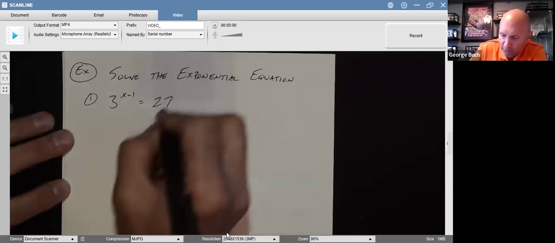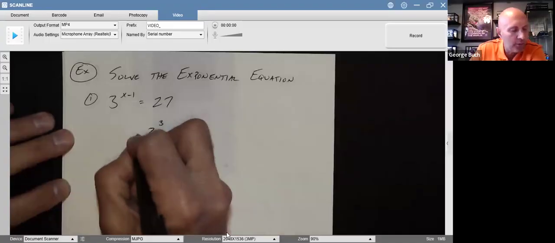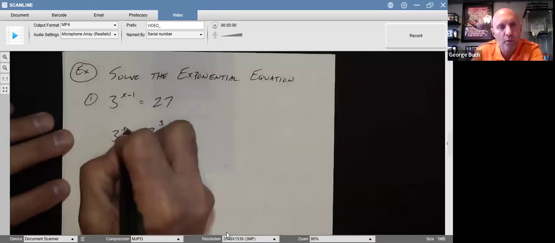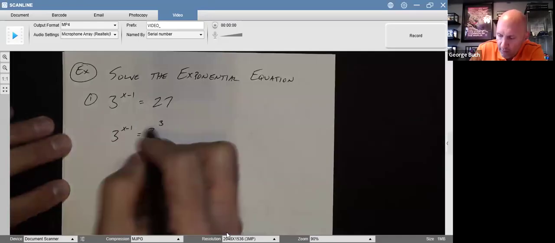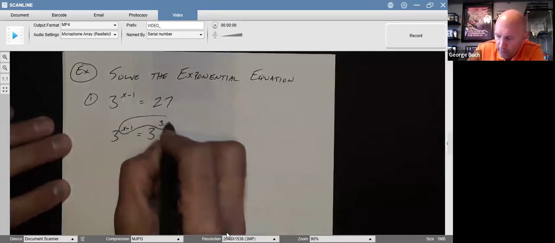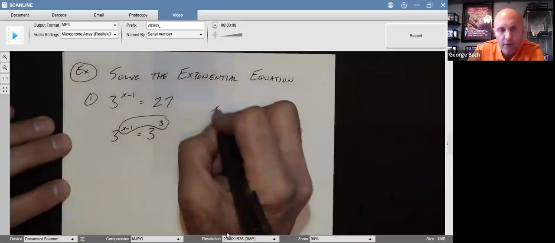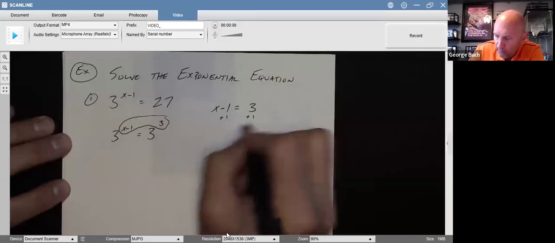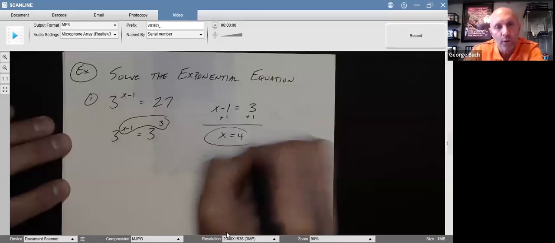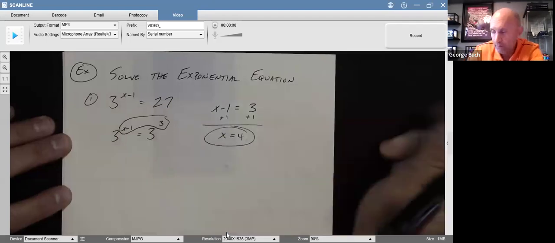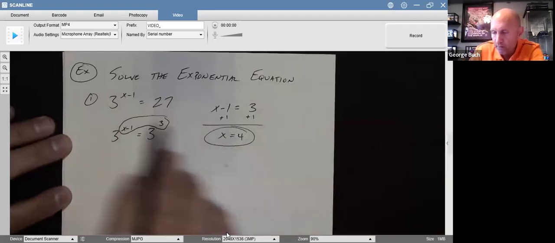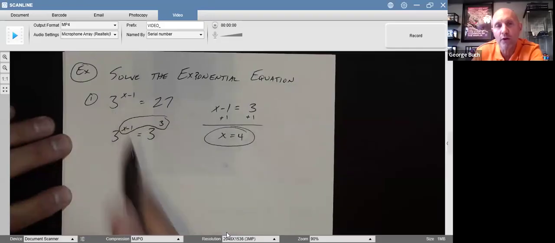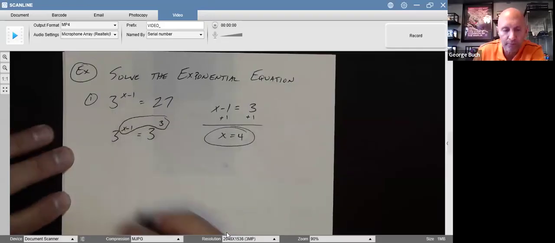Well, 27 is really what? It's 3 to the third power. And on the left side, I have 3 to the x minus 1 power. So the only way these can be equal is if x minus 1 is equal to 3. Therefore, if I add 1 to both sides, I get x equals 4. Do I know if this is right or not? I can check by plugging into the original. If x is 4, 4 minus 1 is 3, and 3 to the third power is 27, so I know that's the correct answer.